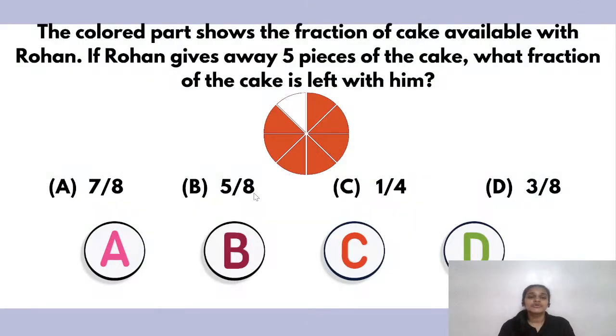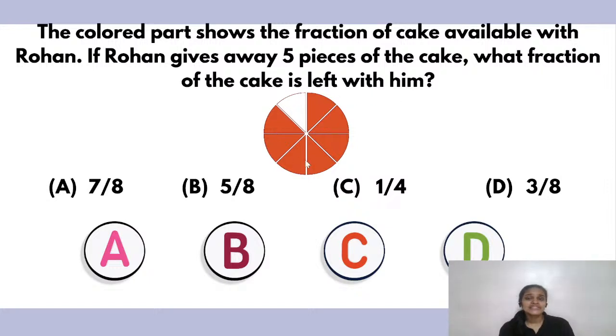So quickly, let's proceed. And here we have the next question. The colored part shows the fraction of cake available with Rohan. So we have this character Rohan who has this cake, and this shows that he has these pieces with him. This is not there with him. If Rohan gives away 5 pieces of the cake, what fraction of the cake is left with him?